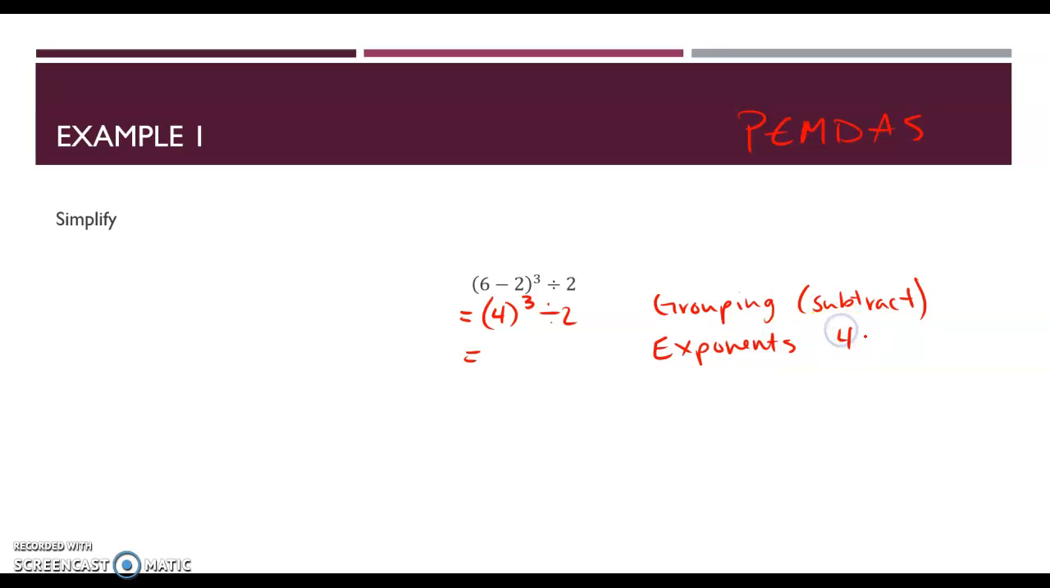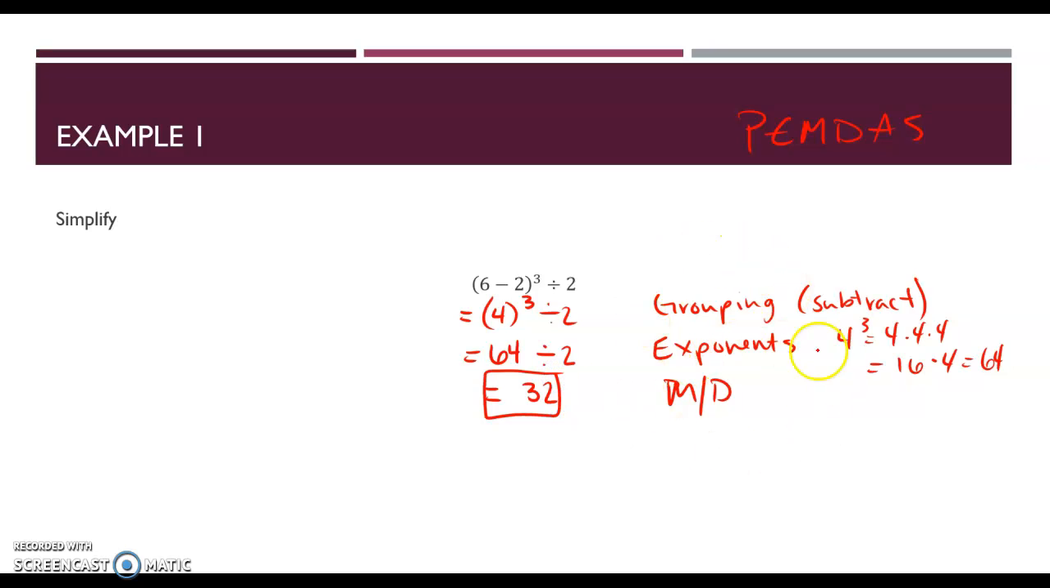And so 4 cubed is the same as 4 times 4 times 4. And 4 times 4 is 16, and 16 times 4 equals 64. So 4 cubed is 64. So that's what I write next, 64 divided by 2. And then we multiply/divide from left to right. Well, there's only division left, so our answer is 32.